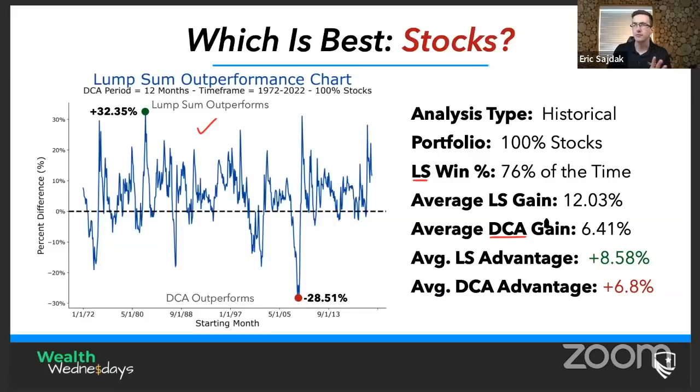On average, and we're just using $100,000 in terms of what we're investing over a lump sum or dollar cost averaging period, the average gain on lump summing would be 12%. The average gain that we would receive from a dollar cost averaging standpoint over a year was only 6.41%. When lump summing wins, in this category right here, on average it outperforms dollar cost averaging by 8.58%. When dollar cost averaging wins, it outperforms lump summing by 6.8%.